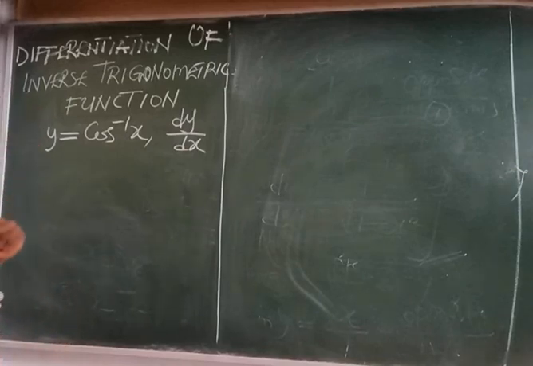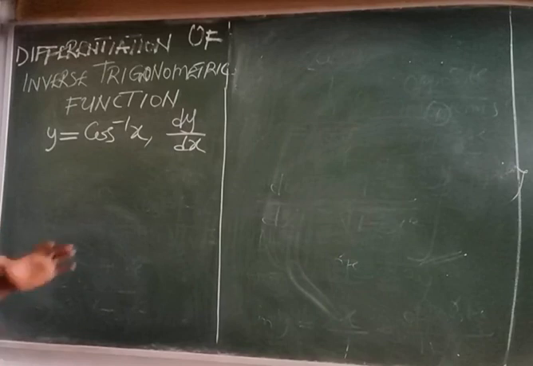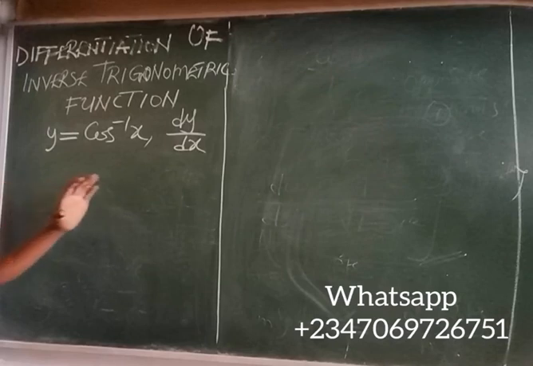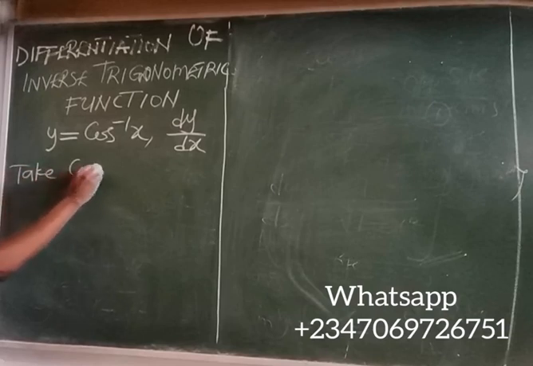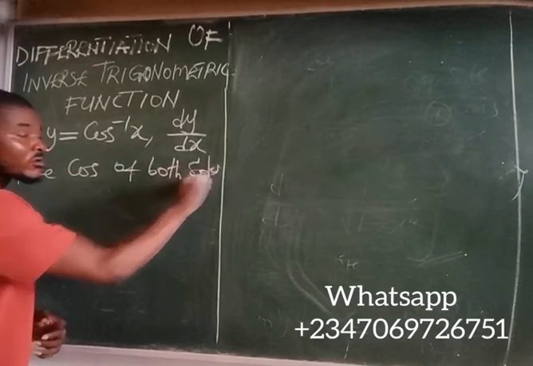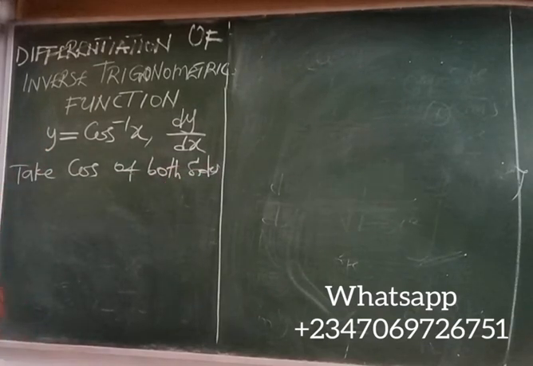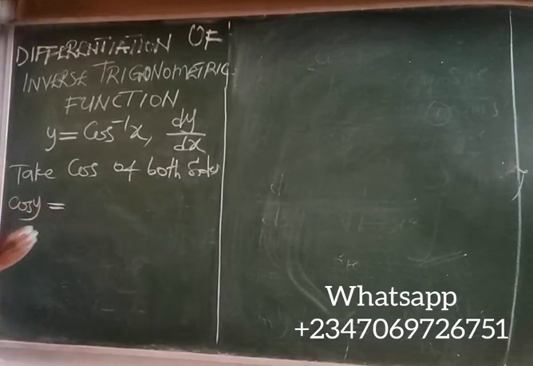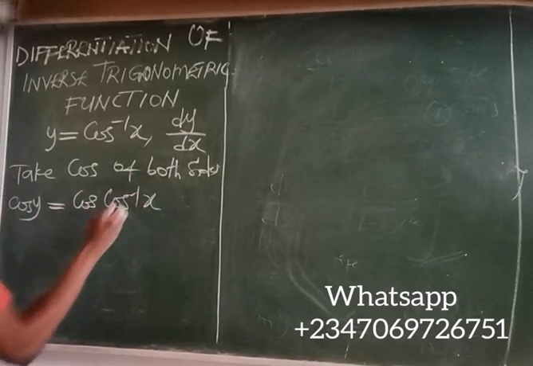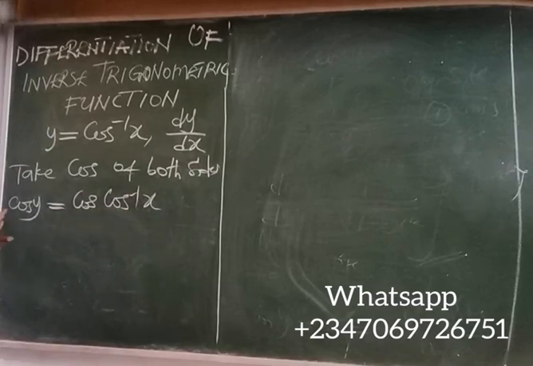What I'll do is simply, since I have cos inverse here, I need to eliminate cos. And to do that, I'll simply take the cos of both sides. All right, so if I do that, I'll have cos y equal to cos of cos inverse of x.